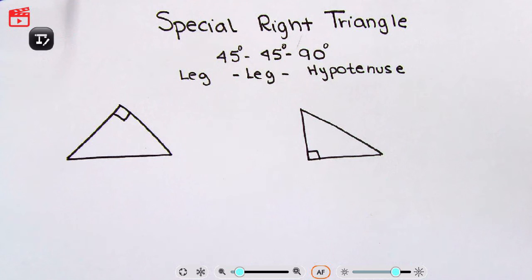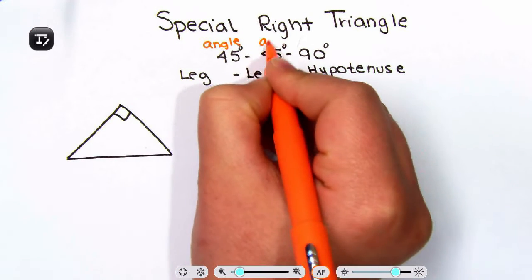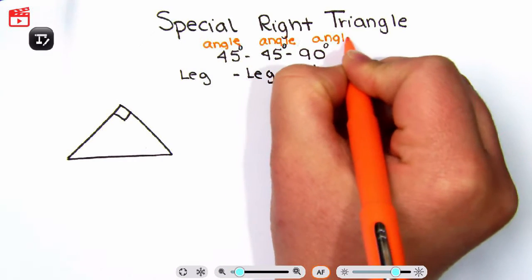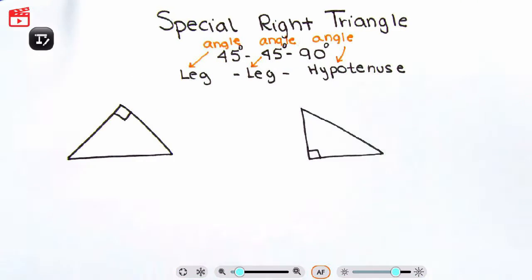In this video, we are talking about one of our special right triangles that we're going to need in trigonometry. The first one we're going to talk about is our 45, 45, 90 degree triangle. Now, that 45, 45, 90 refers to the 45 degrees corresponding with the leg. Now, the leg is not 45 degrees. Degrees is an angle. So this angle of 45 degrees and this angle of 45 degrees and this angle of 90 degrees have a relationship with the leg and hypotenuse.